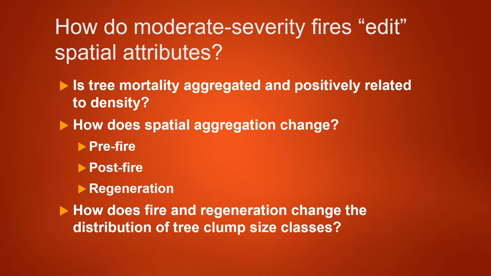So amongst our questions about how a moderate severity fire edits spatial attributes, we start with the mortality process. We asked, is tree mortality aggregated? And is it positively related to density? We are also curious about how spatial aggregation of the trees changes. We looked at pre-fire, post-fire, and then spatial aggregation of the regeneration. And finally, how do fire and regeneration change the distribution of these various size tree classes?